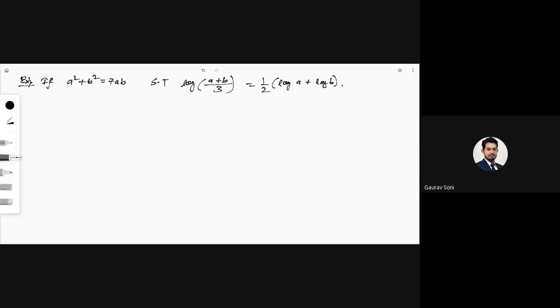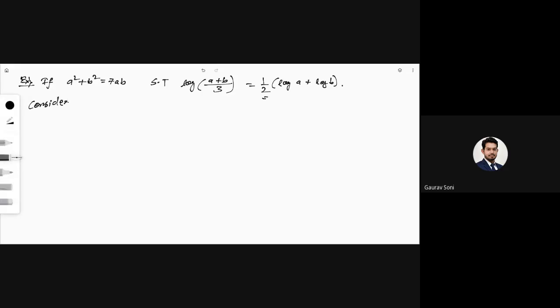Look, one thing you have to be very clear about is what is to be shown. On the left hand side, we can see log of (a plus b)/3. If I take this 1 by 2 on the other side, that will be ((a plus b)/3) square... and log of a plus log of b is actually log of a into b. So what I'm supposed to do is make this (a plus b) square, so that this 1 by 2 will come into the picture. So consider.